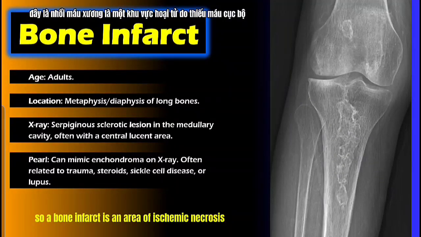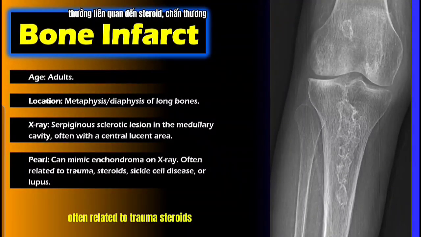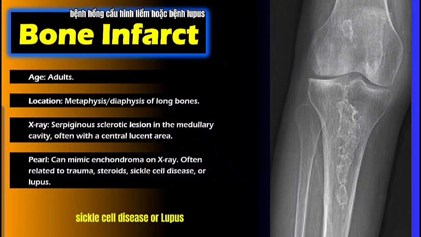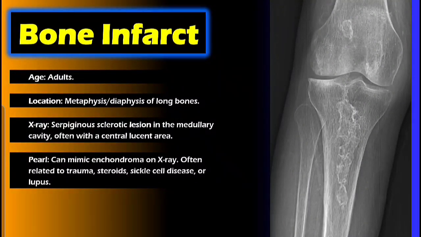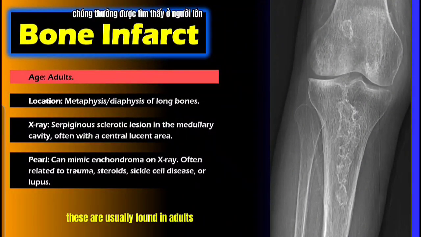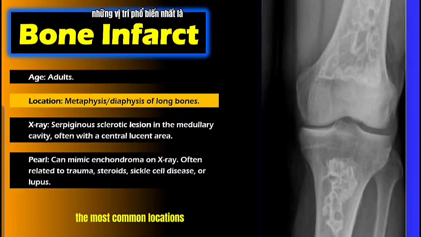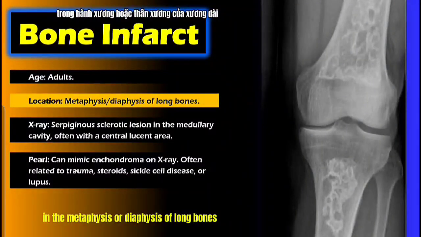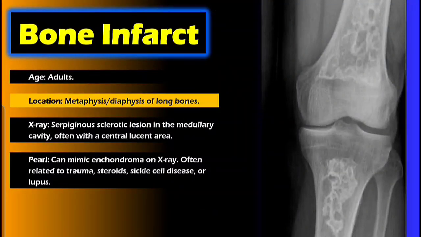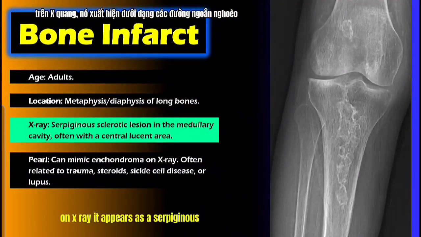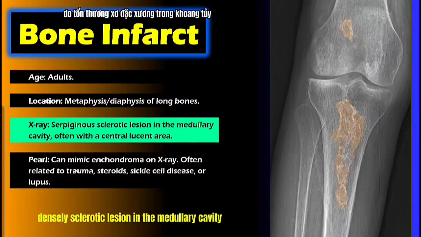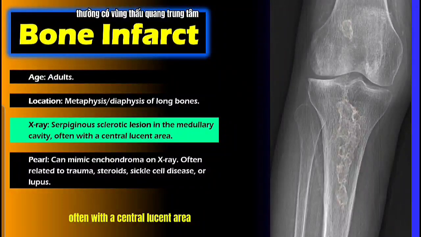So a bone infarct is an area of ischemic necrosis, often related to trauma, steroids, sickle cell disease, or lupus. These are usually found in adults. The most common locations are the metaphysis or diaphysis of long bones. On X-ray, it appears as a serpiginous, densely sclerotic lesion in the medullary cavity, often with a central lucent area.